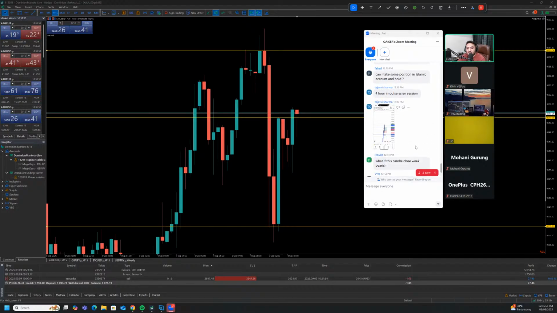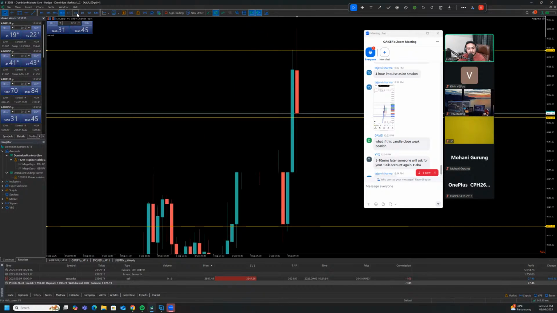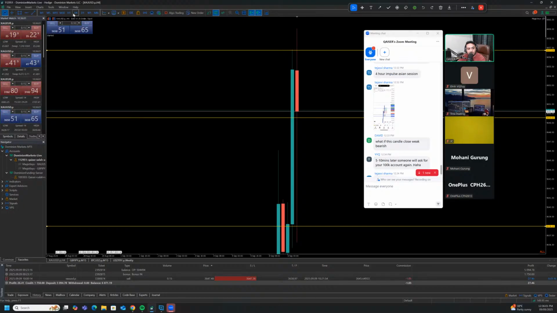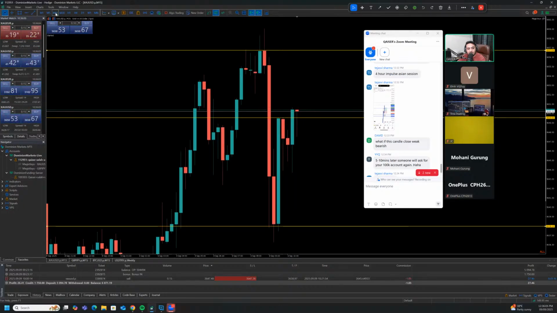Okay, 4-hour impulse Asian session. Let me see, thanks for reminding me about the 4-hour. What is going on on the 4-hour? Okay, the 15 is flipping now, but I'm not satisfied with this structure. You can go with a lower lot size, but I'm not comfortable with this structure.